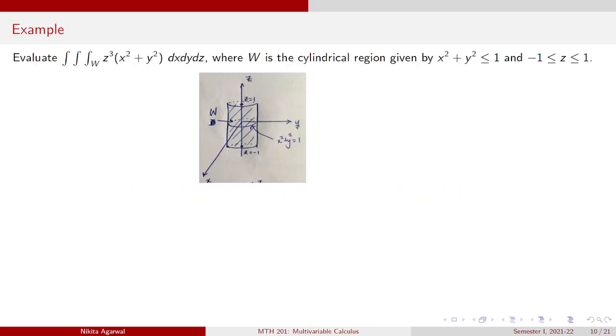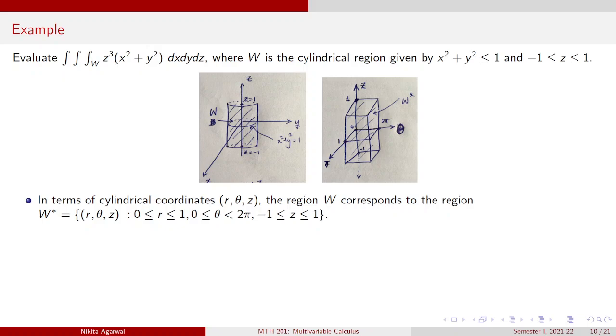So let us now look at another example. Evaluate this triple integral where W is the cylindrical region given by this. Now what is this region? x square plus y square is less than or equal to 1. So it is what is there inside the cylinder, right, of radius 1. And z goes from minus 1 to 1. So this is the cylindrical piece over which you have to integrate.